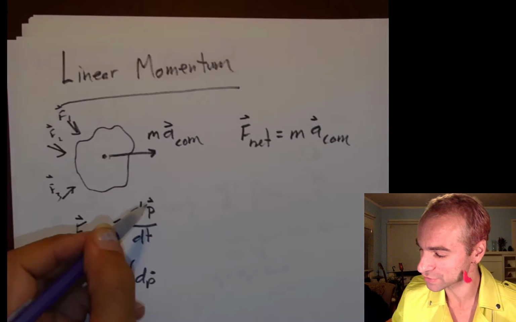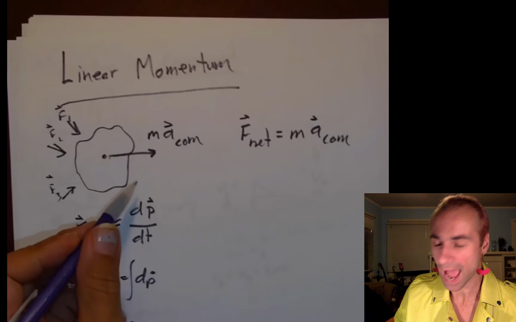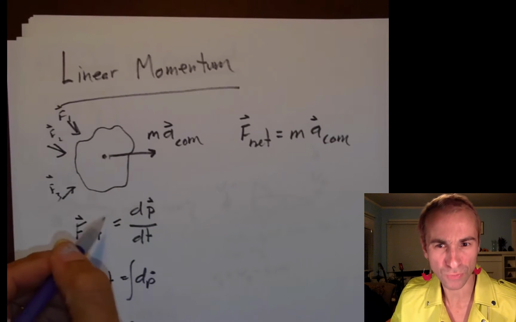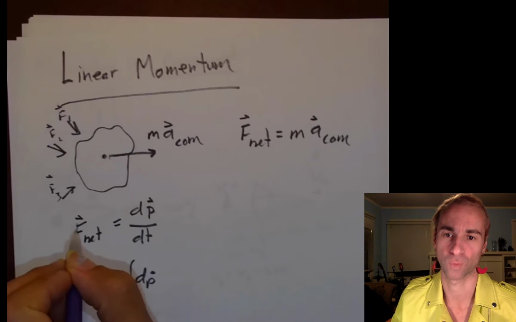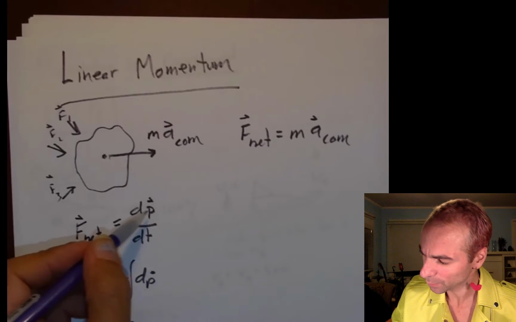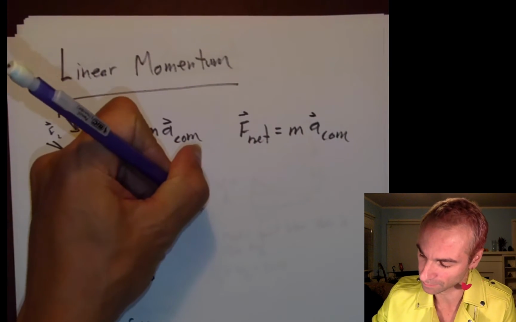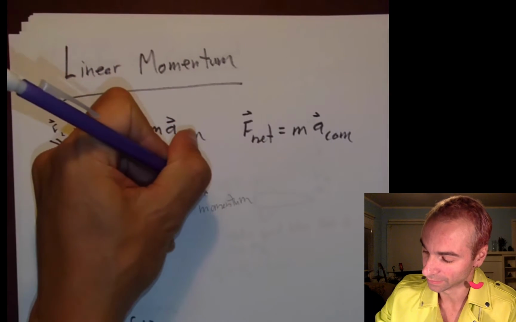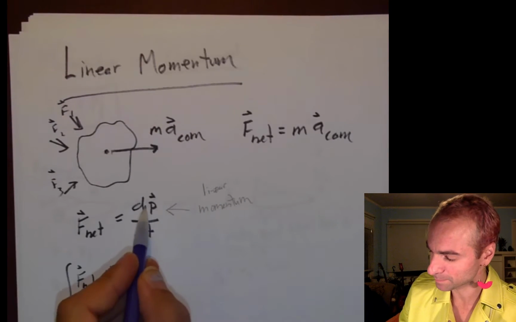So we're going to define this new quantity P. We're going to say, as P changes with time, we have a force. So if P changes with time, we get force. And this P is going to be called momentum, or linear momentum. Specifically, linear momentum. This P here is linear momentum.